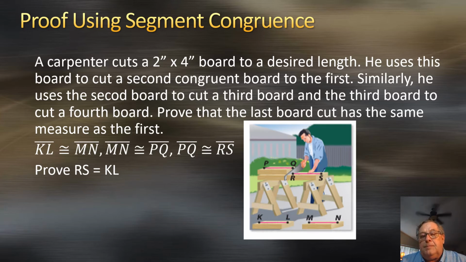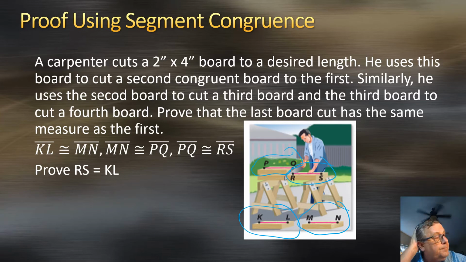Actually, for our purposes in this, that 2x4 board is KL. He uses this board to cut a second congruent board to the first. That one is MN. Similarly, he uses the second board to cut a third board. We're going to call that PQ. He uses the third board to cut a fourth board, which is RS. Prove that the last board cut has the same measure as the first.